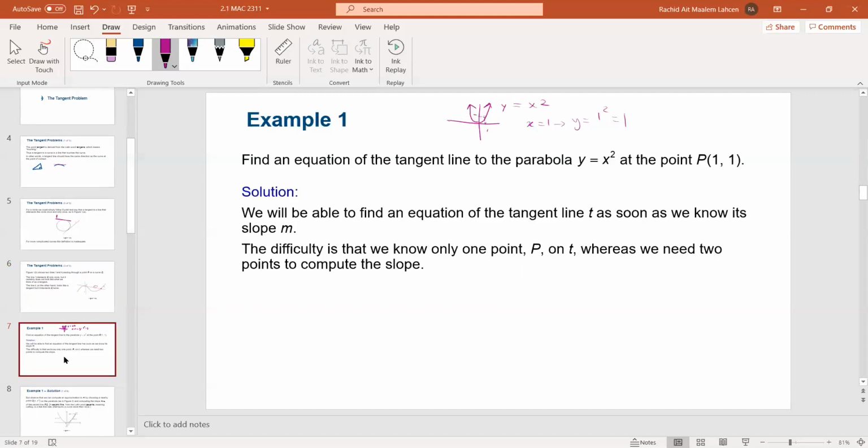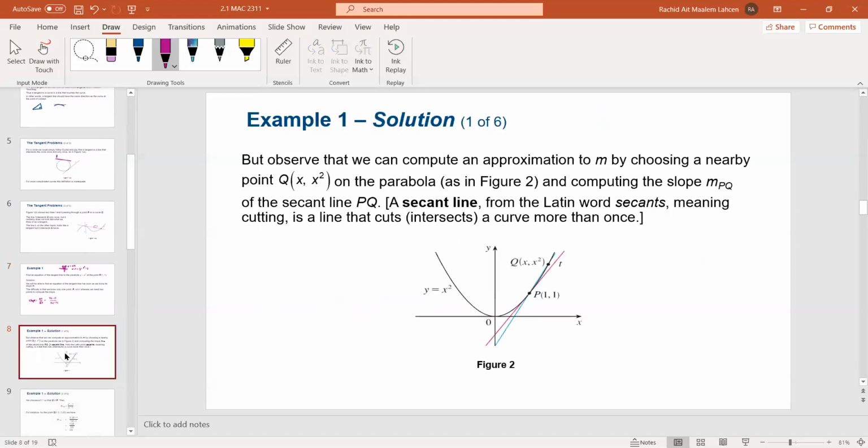So we need to find a second point, because you know the idea of the slope that I talked about, the change of y over the change of x. So you need y2 and y1 and x2 and x1. Let's see it here. Here is the function x squared, and here is the point (1, 1), and we draw the tangent line. As you see, with this one, you can draw different lines.